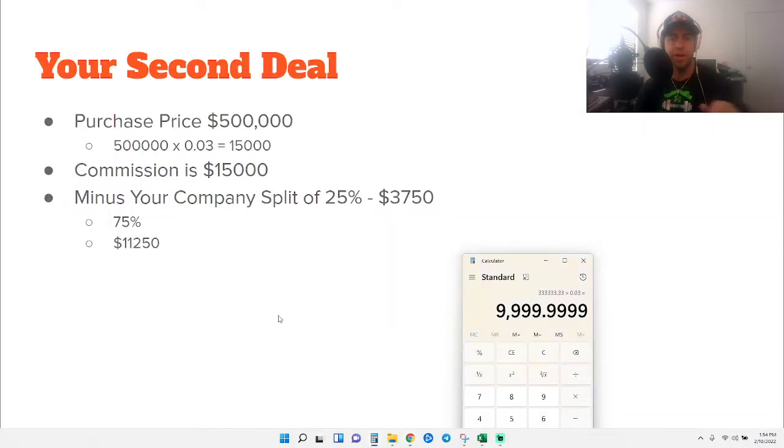Let's move to this one right here. So on our second deal, let's say we got a better purchase price. We've got a client that's got a little bit more purchasing power, so we get into a $500,000 deal, which is still like $149,000 less than the average price for Salt Lake County right now. So this is not difficult stuff to do anymore.